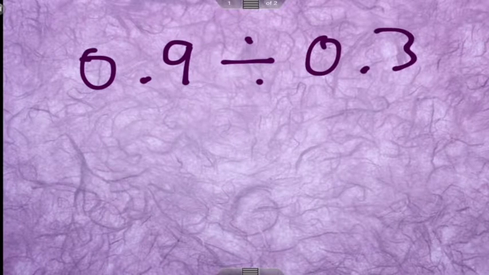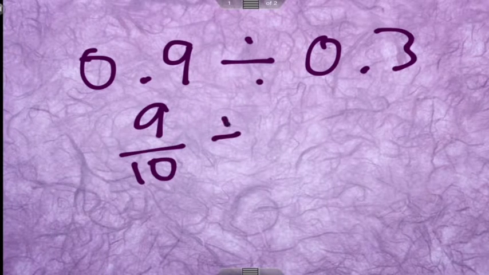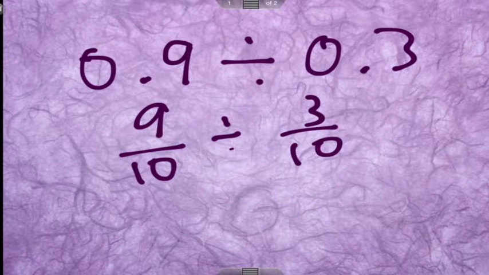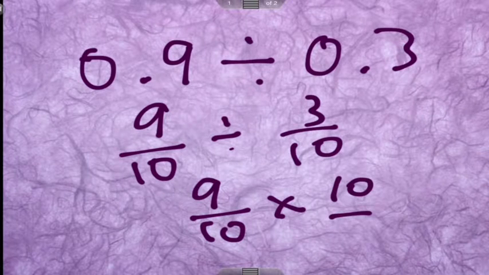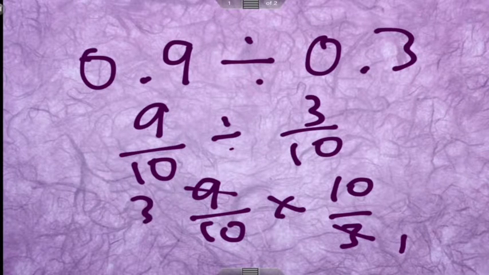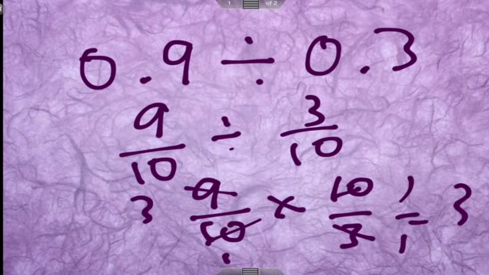Okay, let's try a different one. Let's say we have 0.9 divided by 0.3. Okay, so what we're going to do is we're going to make each one into a fraction. So it's 9/10 divided by 3/10. I need to take the reciprocal, so it's 9/10 times 10 over 3. Look at this, I could cross simplify very easily, and the answer is 3.